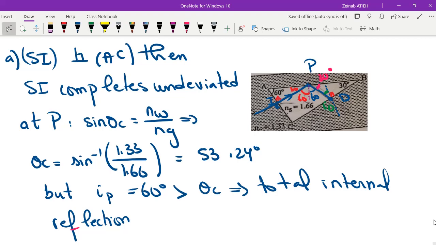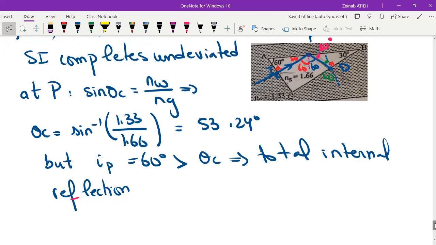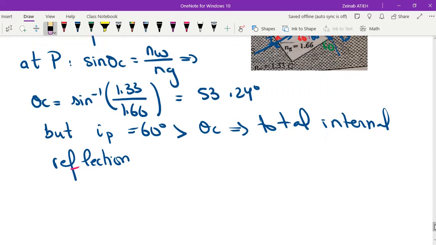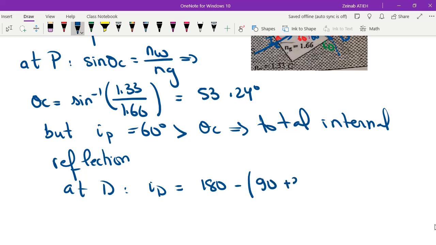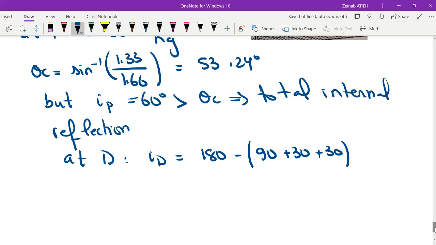Okay, what am I going to say? I'll say that ID... So let me fix this. At D, ID equals 180 minus 90 plus 30 plus 30. Okay, so this will give us 30 degrees. So I have ID.